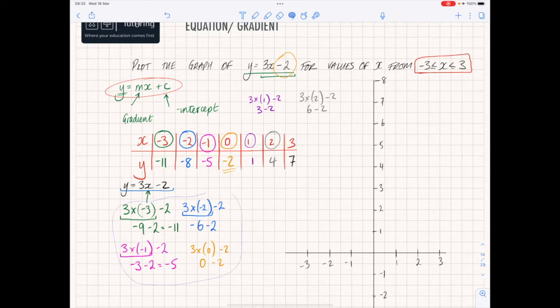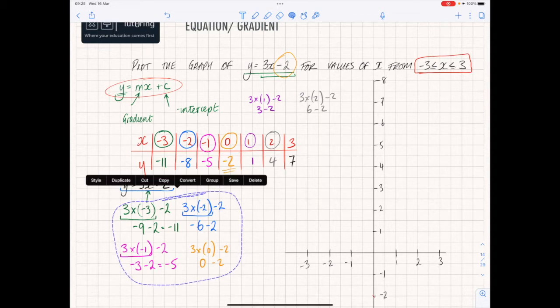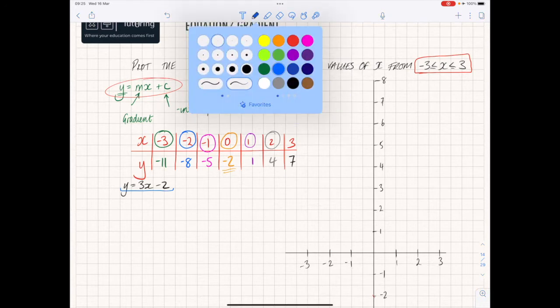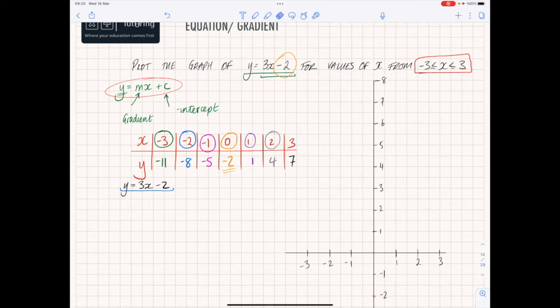Now what I'm going to do is remove this working out up here, and show you a shortcut we can use. So if you're ever not sure and you get stuck with the maths, what you can basically do is say, okay, the y-intercept is -2. So I put that underneath 0. Whatever this is goes under 0.